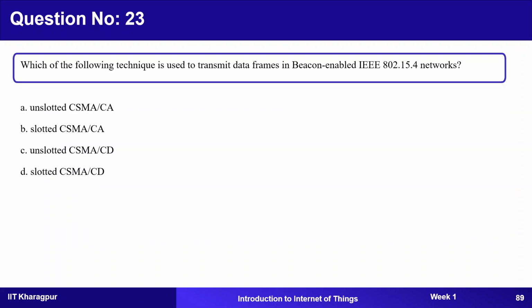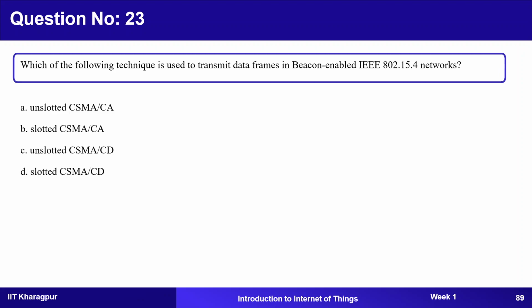Next question is, which of the following technique is used to transmit data frames in beacon enabled IEEE 802.15.4 networks? Options are unslotted CSMA CA, second option is slotted CSMA CA, third is unslotted CSMA CD, then fourth one is slotted CSMA CD. Anyone? So correct option for this is slotted CSMA CA.